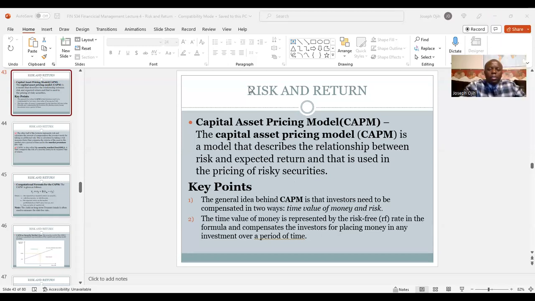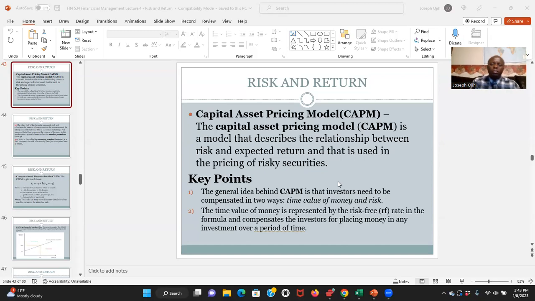Okay, good. So the capital asset pricing model, the simplest way to explain this is that it is used to describe a relationship between risk and expected returns. The model describes the relationship between risk and expected return. Then how do we use it? We use it to price risky securities.